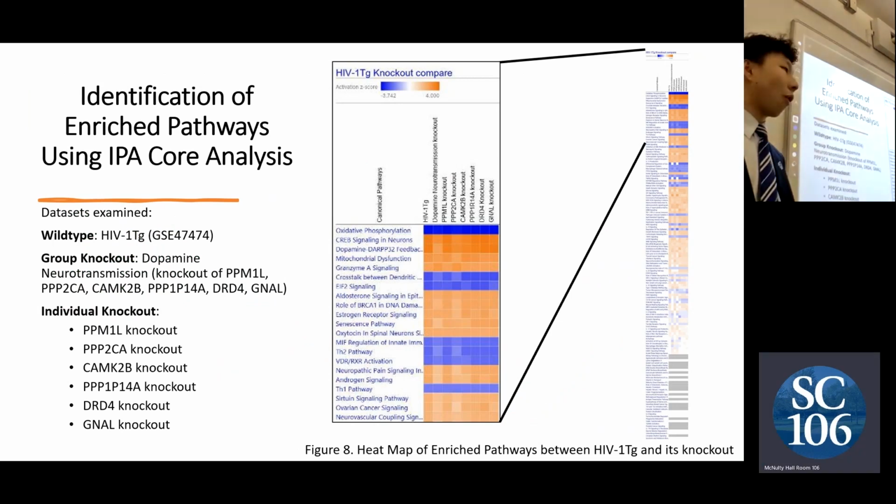When I analyzed them using core analysis, I identified enriched pathways, which are pathways that are either specifically activated or specifically inhibited. Orange represents activation, blue represents inhibition, and I looked at these different data sets. I looked at HIV transgenic with no knockout, then the group knockout, knocking out all 6 of these genes, and then each individual knockout.